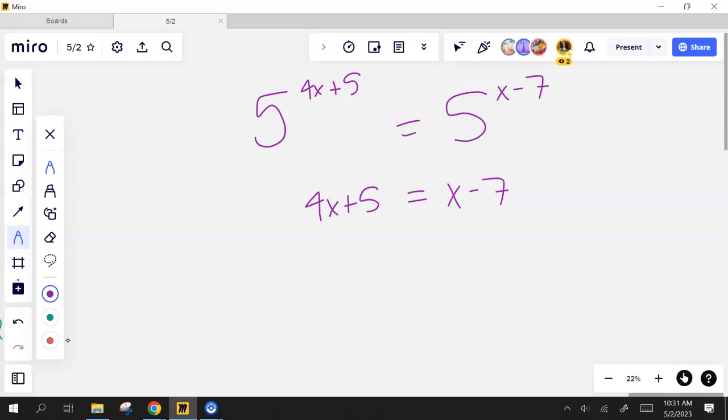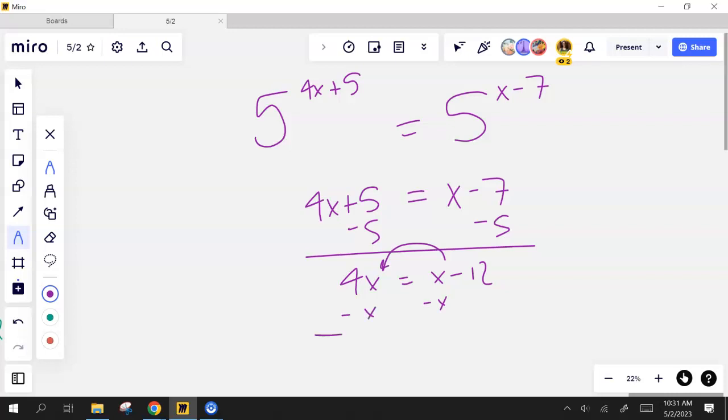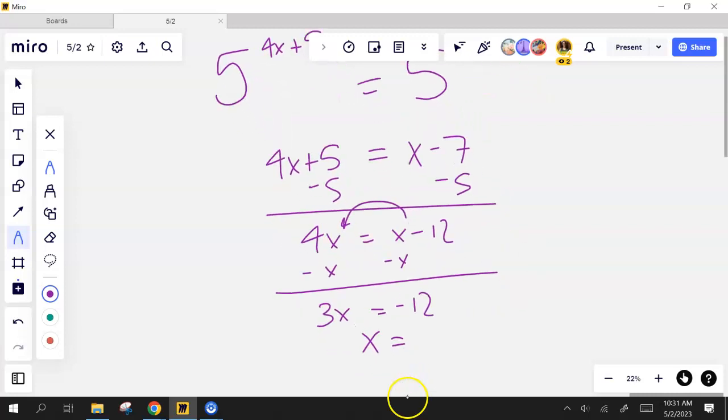How do you solve that for x? Minus 5. 4x equals x minus 12. What do you do now? Close. Do something else first. You got to move that other x over here, right? So I got to subtract x. So I get 3x equals negative 12. So what does x equal? Negative 4. Pretty easy. If only it would stay that easy.